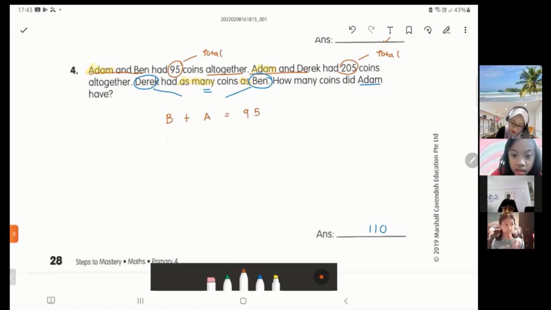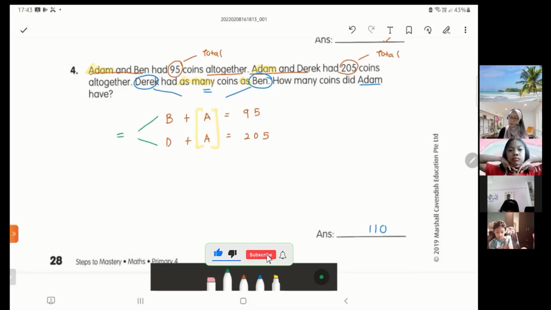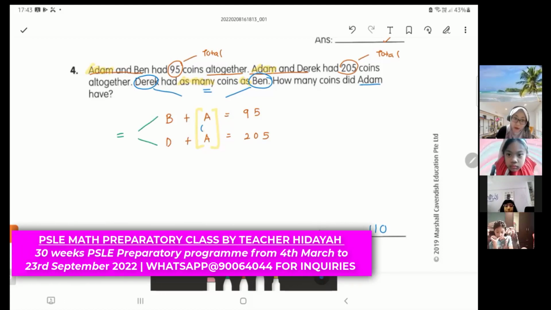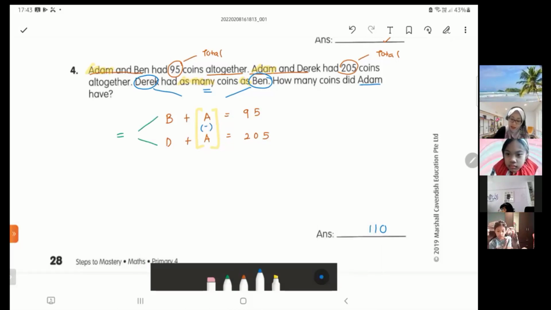Okay, Derek plus Adam equals 205. You can see the repeated person in the middle, right? There's a repeated person. And what I know is Derek and Ben had the same number. So I can actually get rid of this Adam by minusing it away. I can get rid of Adam because he's the same. This one is the same. So I'm going to get rid of him.